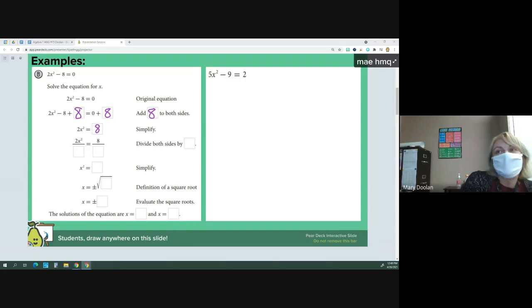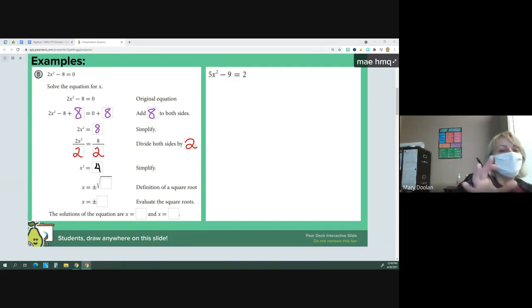Next step here, we're going to divide both sides by something because I'm trying to further get my variable by itself. With 2x squared, x squared is being multiplied by 2, so if I want it to go away, I need to divide by 2. Two divided by 2 is 1. That's exactly what we wanted to happen, so we're just left with x squared on the left-hand side. On the right-hand side, 8 divided by 2 is just 4.